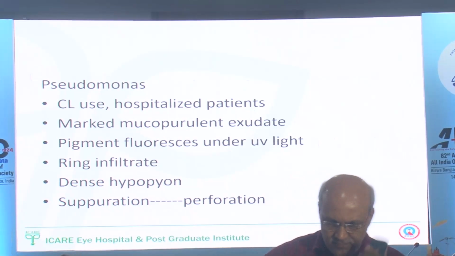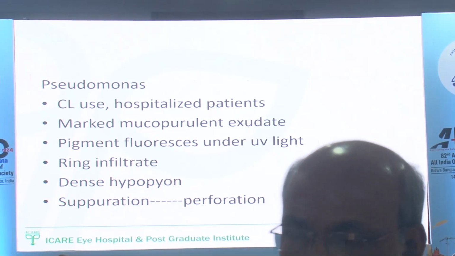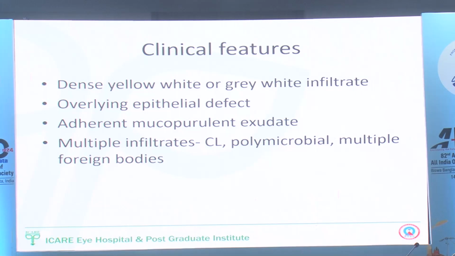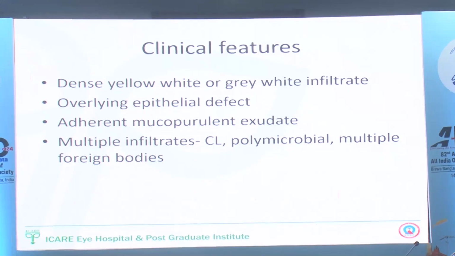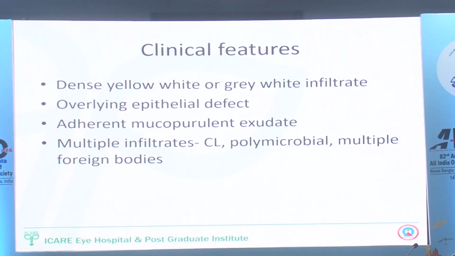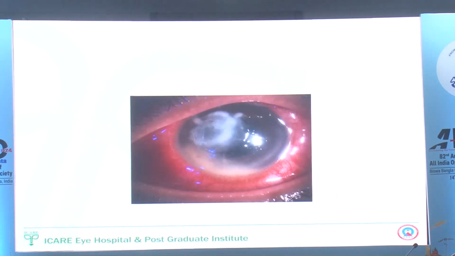Pigment fluoresces under UV light. Ring infiltrate, dense hypopyon. Suppuration can lead to perforation. Dense yellow, gray or gray-white infiltrate with overlying epithelial defect, mucopurulent exudate, multiple infiltrates, and especially when it's polymicrobial or there is a foreign body or in a contact lens user.